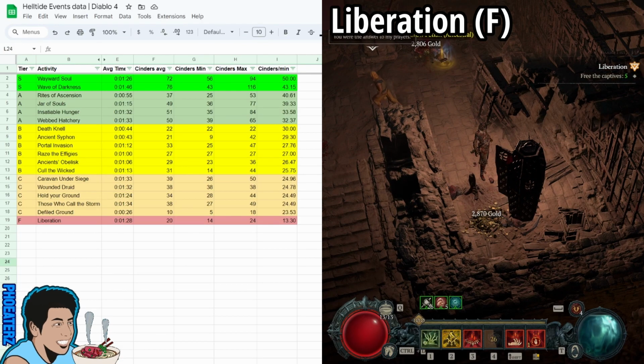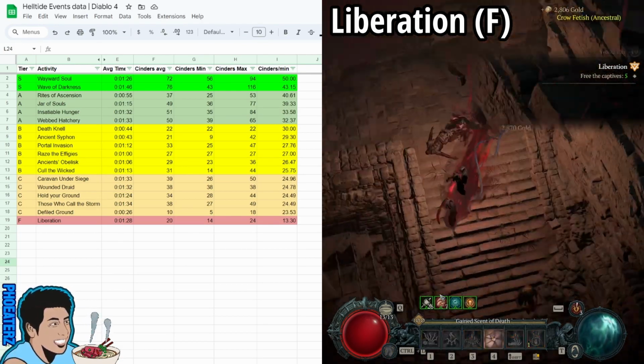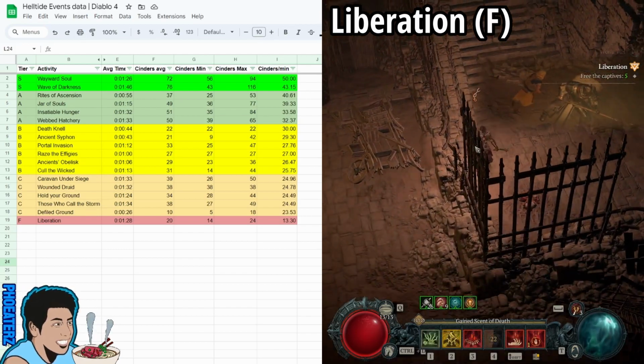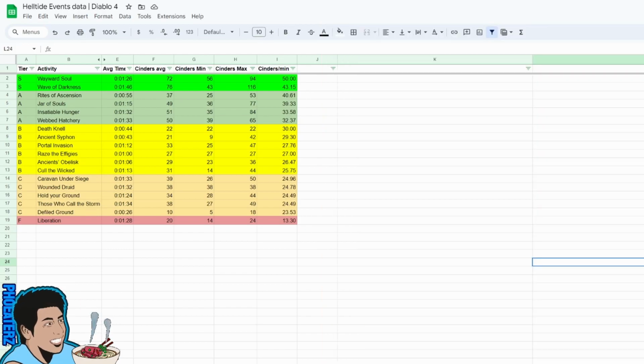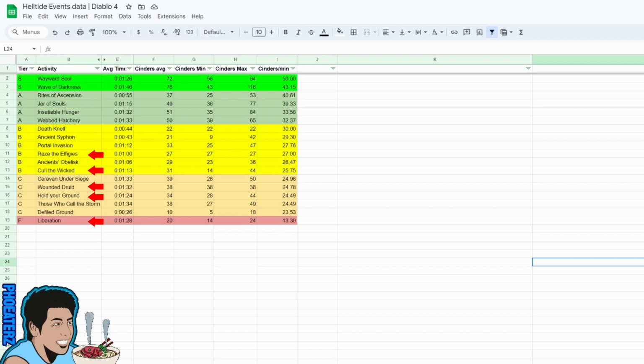Just avoid this event at all costs. A lot of running around, and not a lot of cinders. And that's the list. As far as how the simple rule applies, where you avoid events that are in terrain, they're the events that are towards the bottom of the list. However, if you know what to look for, then you don't have to follow that simple rule, and you can follow the tier list as is.